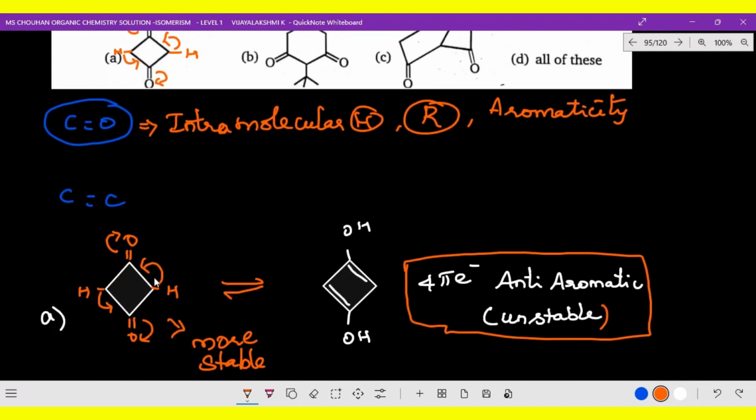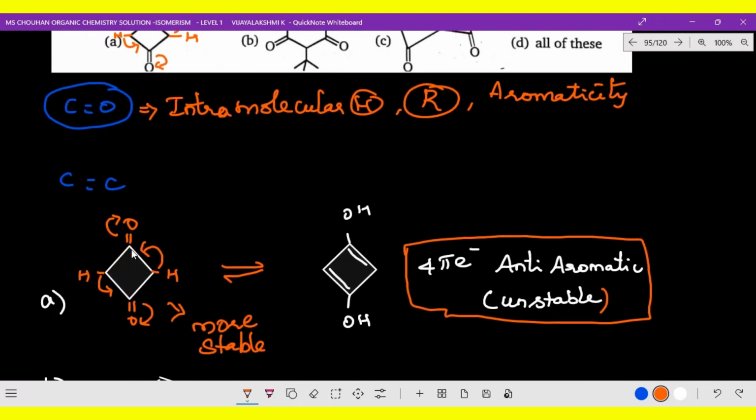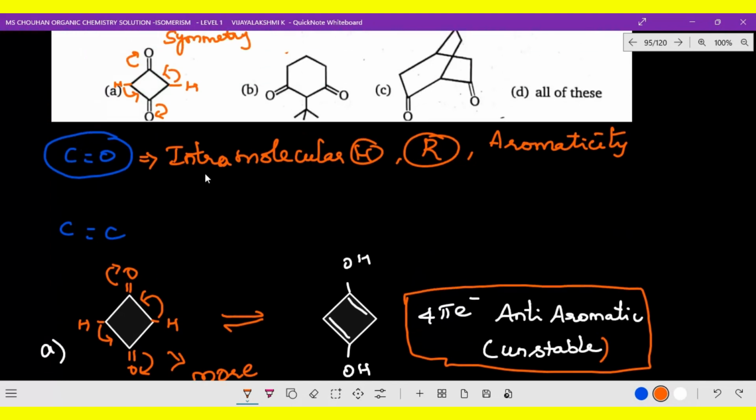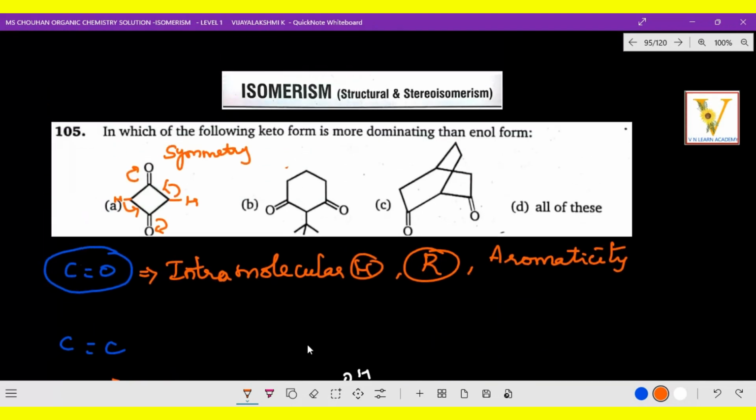See now here, the same idea only, the compound C double bond with the hydrogen, so the transfer of electron. Actually, the keto form is more stable. When it is going for enol form, you are getting a double bond on both sides because of transfer of electron and resonance. So actually here it is 4 pi electrons, which means it is anti-aromatic, unstable. So keto form is more stable. So option A is more stable.